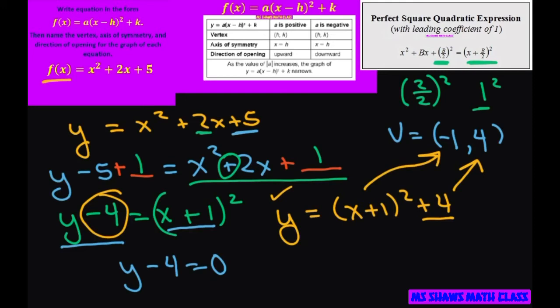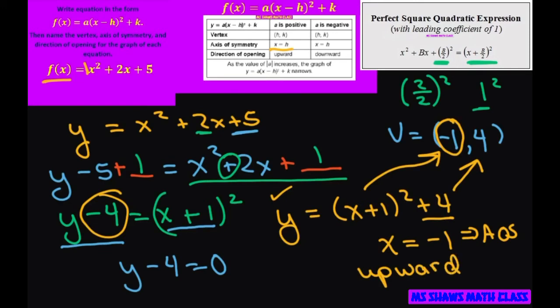All right, now let's look at everything. Axis of symmetry is your x portion. In this case, they call it the h. So that's going to be x equals negative 1 is your axis of symmetry. And since it's positive here, it opens upward. By the way, our y-intercept, because I am going to graph this, is 5. And when x is 0, plug in 0 here, you get y is 5.